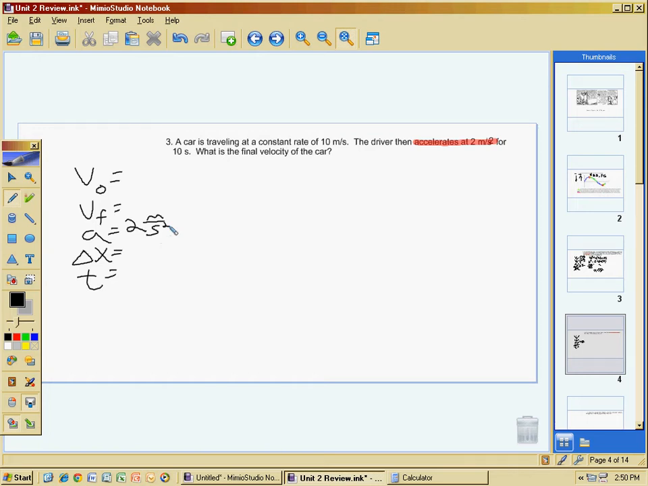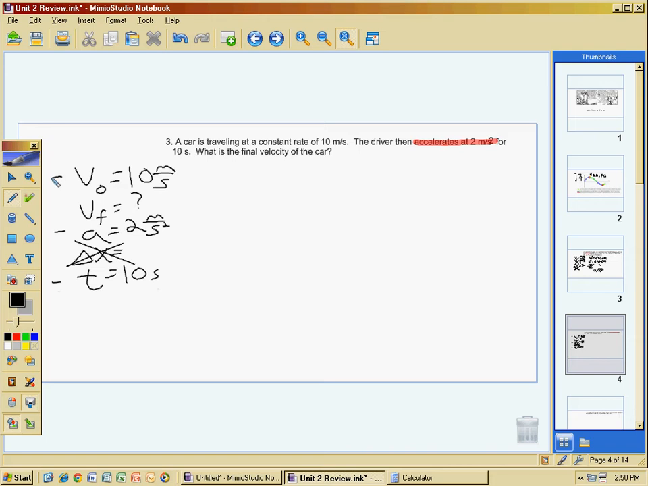So we're looking for V final. And it tells you you're driving at a constant rate of 10 meters per second. So that's going to be your initial velocity. That's the velocity you start at. It doesn't say anything about position at all, and it doesn't ask us for it, but it does tell us that this car is moving for 10 seconds. Okay, 1, 2, 3. We have enough information.